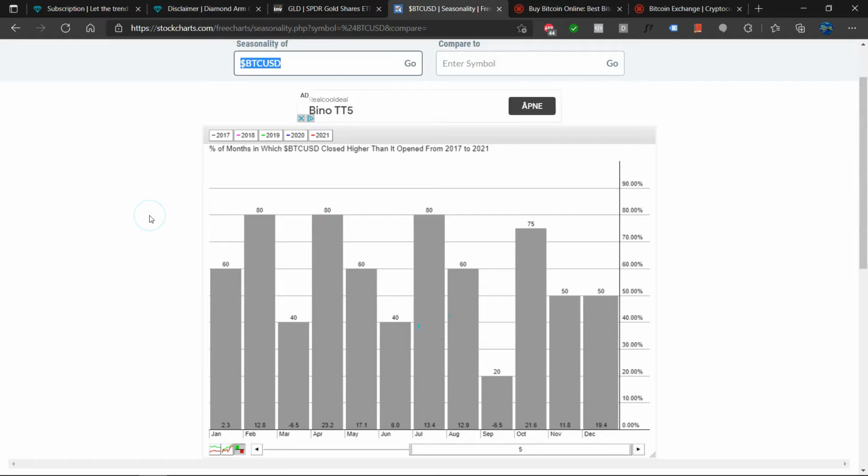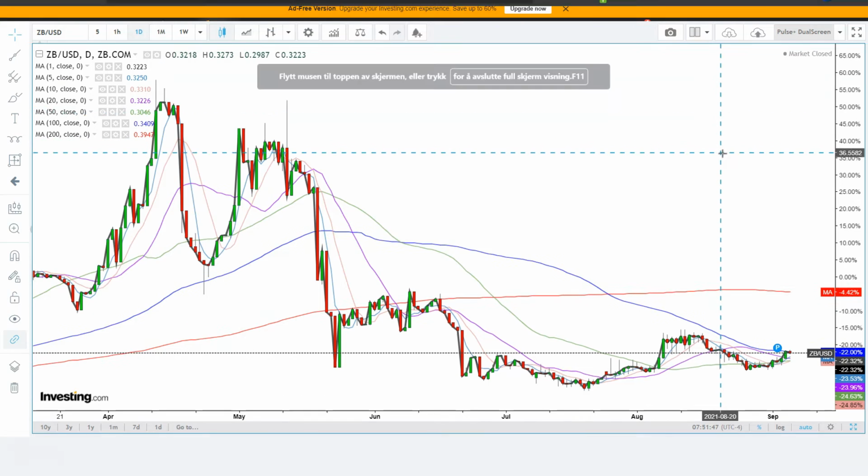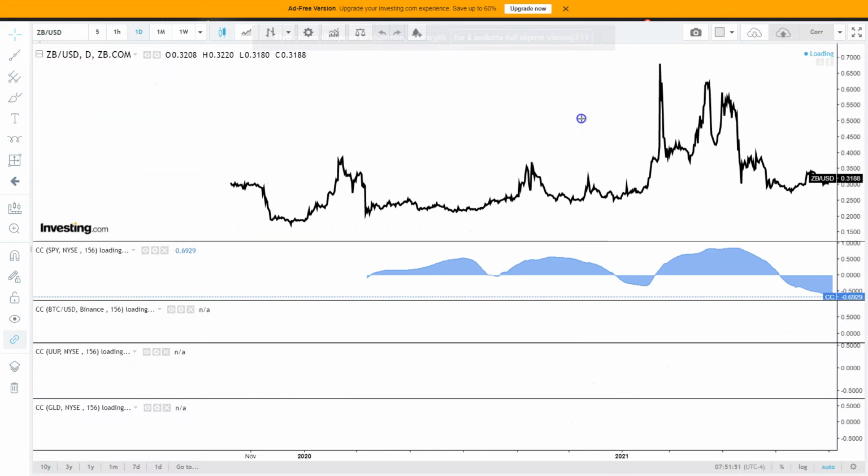And we do not get seasonality for the SETB token, but we do have seasonality here for Bitcoin. September is the weakest month. That is not that good. Over the last 8 years, September is one of the weakest months, with an average -6% loss. So let's look a bit here at the statistical correlations.